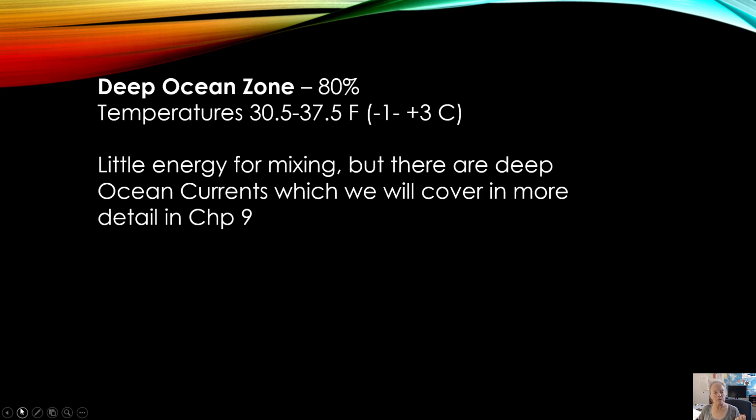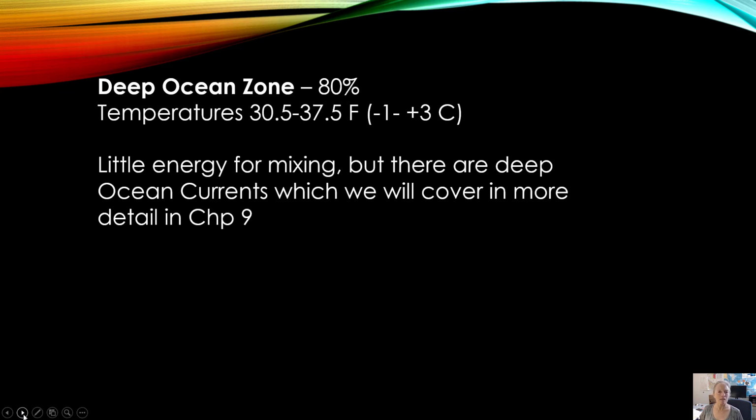All right, the deep zone, what about it? Well, it's deep. As I was saying, it's not very much above freezing. They have their temperatures here, 30.5 to 37.5 Fahrenheit, which is -1 to +3 in Celsius. There's very little energy down there because it's very cold. There is stuff going on down there, but we'll cover the surface and the deep ocean much later. Right now, the picnic line is really what we're interested in.